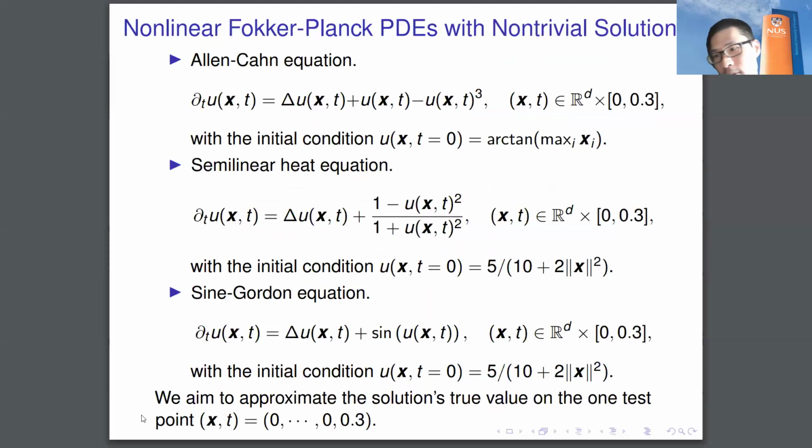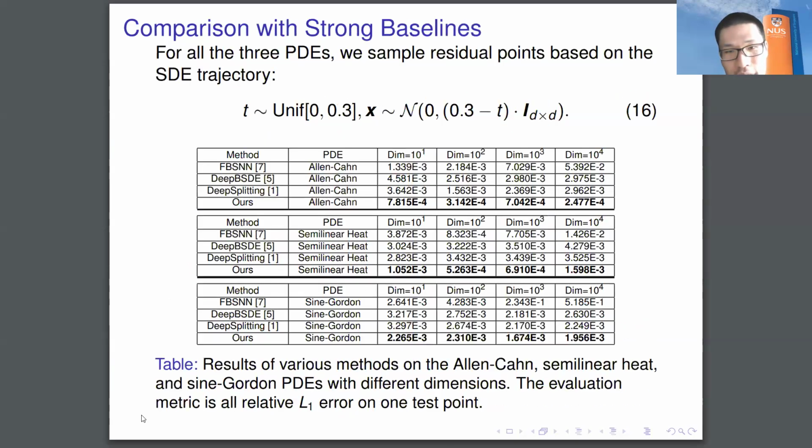Because as I mentioned, the domain is the entire domain, so there's no obvious way to sample. So we need to leverage the connection between PDE and SDE to sample the residual points along the SDE trajectory. Classical methods also sample training points along the SDE trajectory because of the connection between PDE and SDE. So this is just about the sampling of residual points.